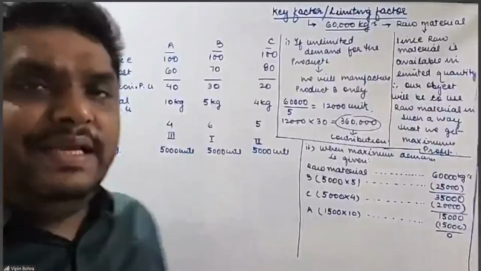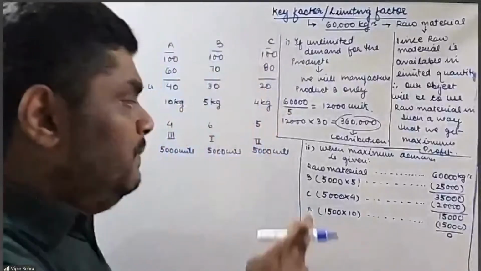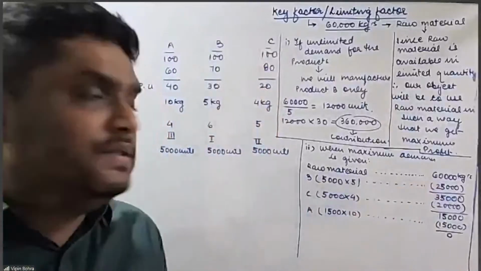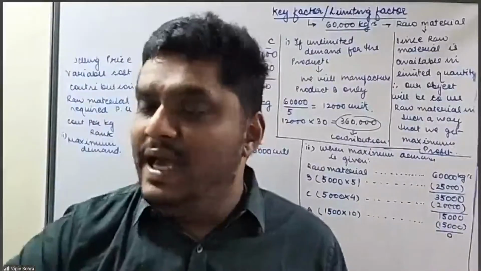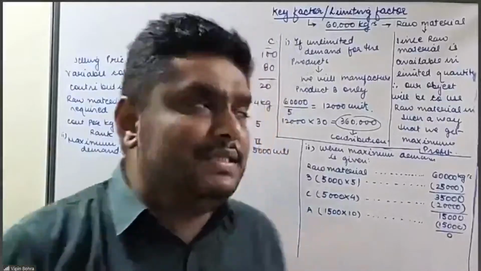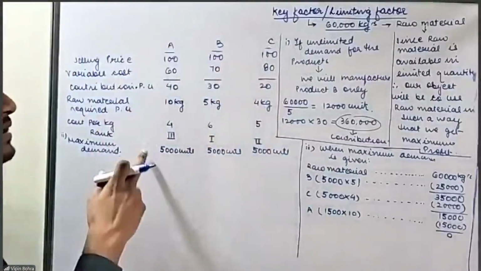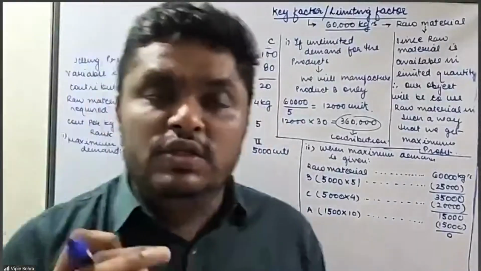So 60,000 kgs is utilized: in product B it is 25,000, in product C it is 20,000, and the balance we are left with is 15,000 kgs. That will be used to manufacture the remaining units of product A.